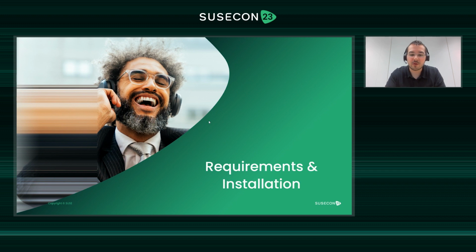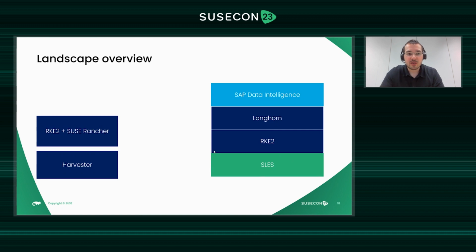And now let's talk about the requirements and how to install SAP Data Intelligence. For today, I brought the following landscape overview. On the right-hand side, you can see the cluster that you will use for your production system, where your SAP Data Intelligence will run. At the very bottom, we have a SLES operating system. Then we have RKE2 as a Kubernetes distribution. We will install Longhorn for the disk space, and then we will have a Data Intelligence installation on top of that. On the left-hand side, we'll have the provisioning cluster, which will be a Harvester instance, an RKE2, and a SUSE Rancher.